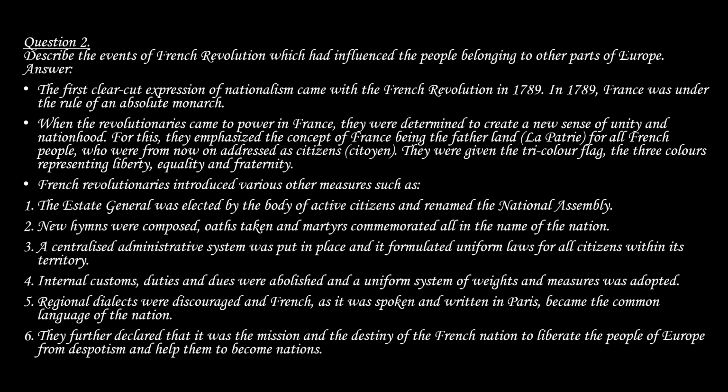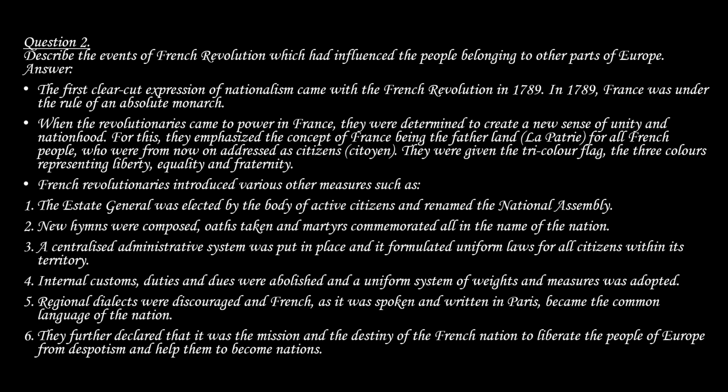Okay. Next question is, describe the events of the French Revolution which had influenced the people belonging to other parts of Europe. Your answer will be: the first clear-cut expression of nationalism came with the French Revolution in 1789. In 1789, France was under the rule of an absolute monarch. When the revolutionaries came to power in France, they were determined to create a new sense of unity and nationhood. For this, they emphasized the concept of France being the fatherland for all French people who were from now on addressed as citizens. They were given the tricolor flag, the 3 colors representing liberty, equality, and fraternity.